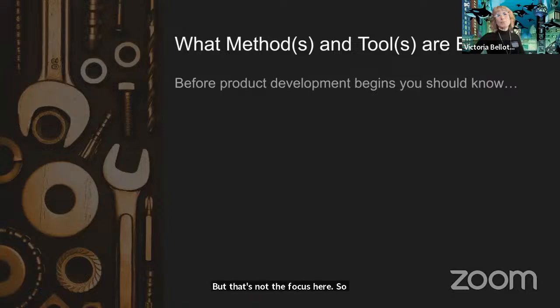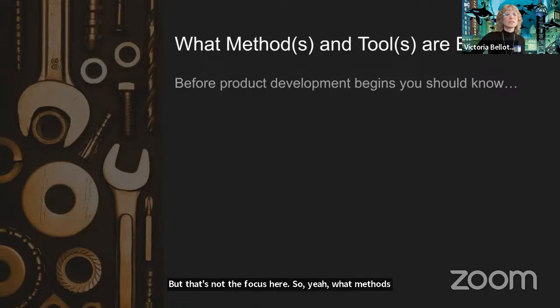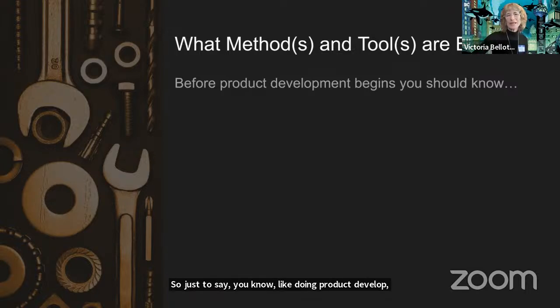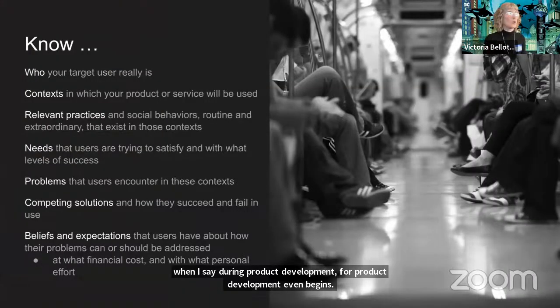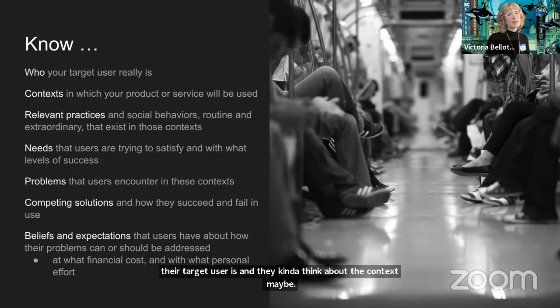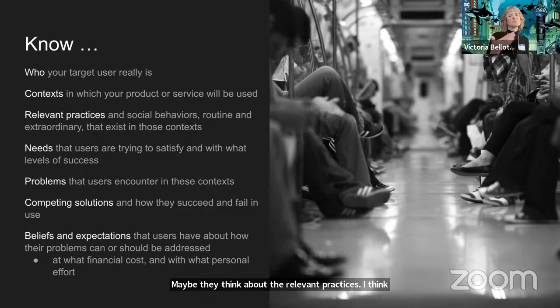So, what methods and tools are best? Before product development even begins, there's a whole bunch of stuff that you should know. People often don't know. It's amazing how often people don't know. Mostly now people know who their target user is, and they think about the context, maybe the relevant practices, the needs, possibly the problems. Occasionally they think about competing solutions, although I've rarely been asked to do a user study of the competition. Interestingly, it doesn't come up much.